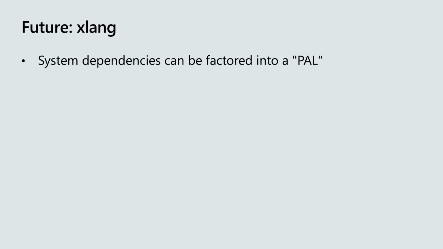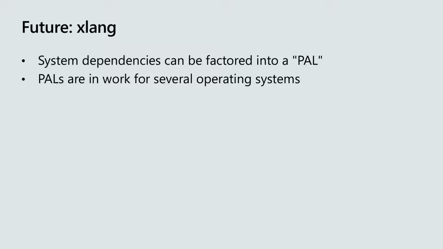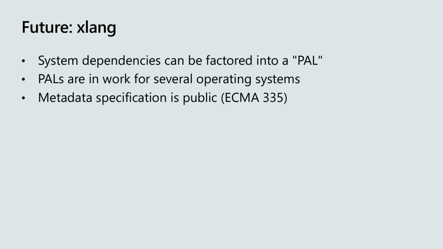As we move forward with the Xlang open source project, we've been working to abstract out the underlying dependencies of the Windows runtime that we have, functions like RoGetActivationFactory, into a platform abstraction layer. And we are in the process of implementing PALs for other popular platforms. And so we're really trying to extend the reach and availability of this library to other platforms.